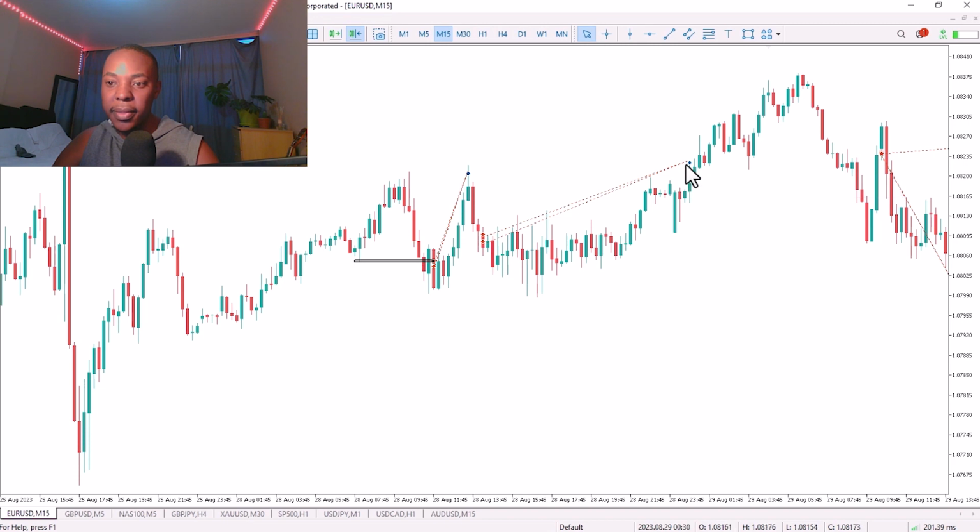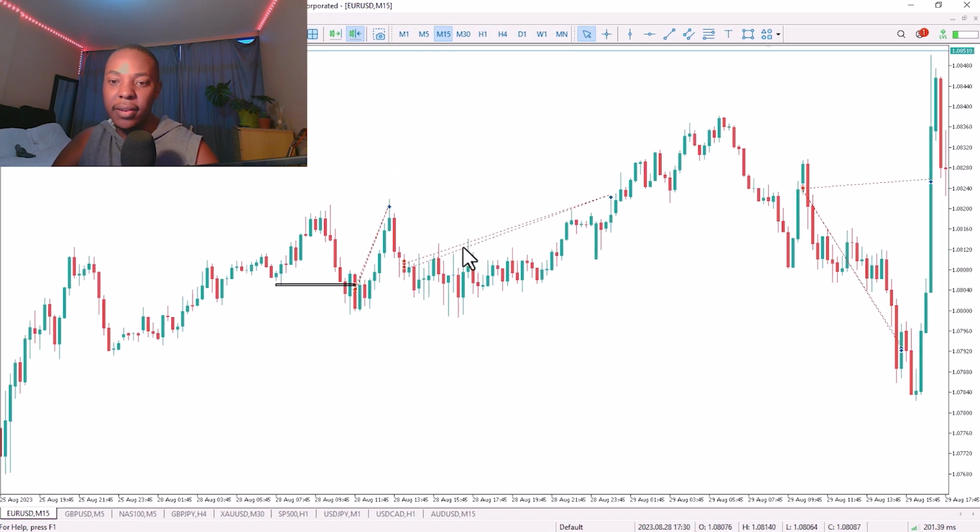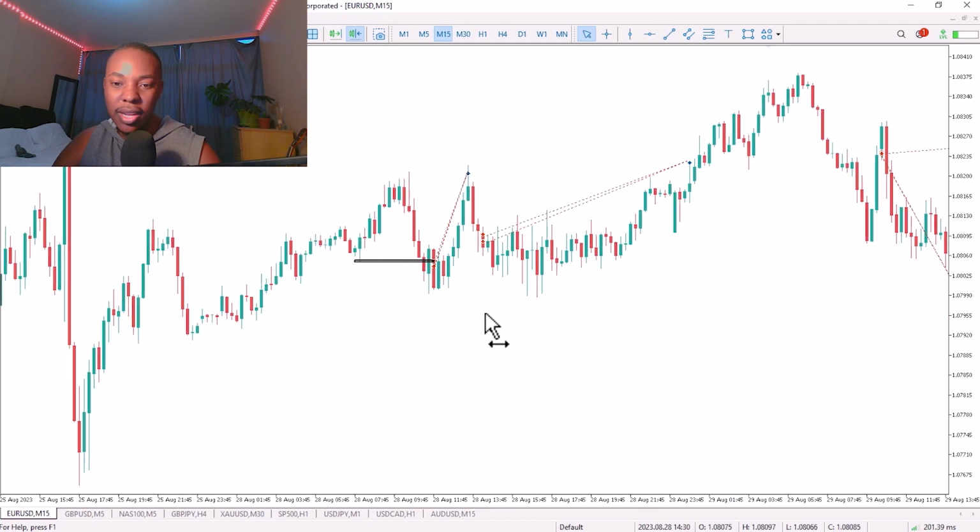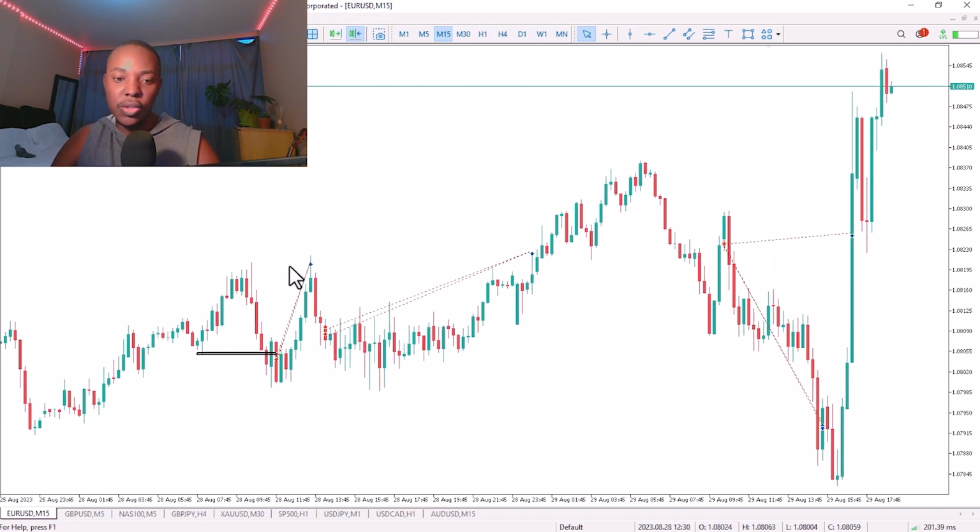Right up there, and from there, that was day 2. These are the trades that I took on day 2. So yeah, it was a negative, a losing day. That was day 2 trades.